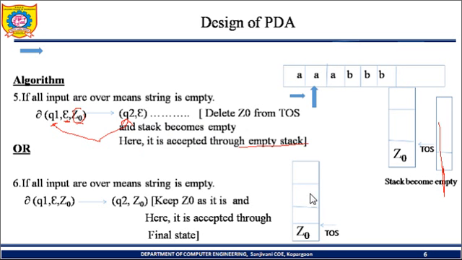Now there may be a case where we don't want to accept through empty stack, we want to accept through final state, which means we want to keep Z0 as it is. Keeping Z0 as it is means we want to perform no operation. So if all inputs are over, the string becomes empty. Q1 is the current state, epsilon is the current input symbol and the topmost symbol of the stack is Z0. If we do not delete it, then as the symbols are changed, the operation is changed. No operation is also one of the operations. So we are in the Q2 state and we keep Z0 as it is, and this indicates that it is accepted through final state.